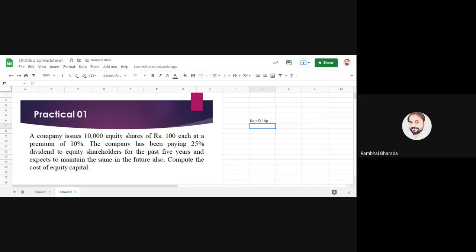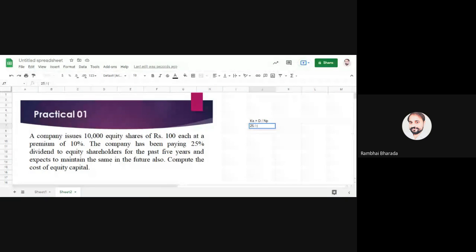Now see, your 25% dividend. So your dividend will be calculated on which value? On the face value. So 25% of 100 is 25 rupees. Okay, 25 rupees dividend is there. Are you clear about this? 25% of 100 means 25 rupees. Now NP, we need to find. And we have written the formula to find the NP. Go to the formula.